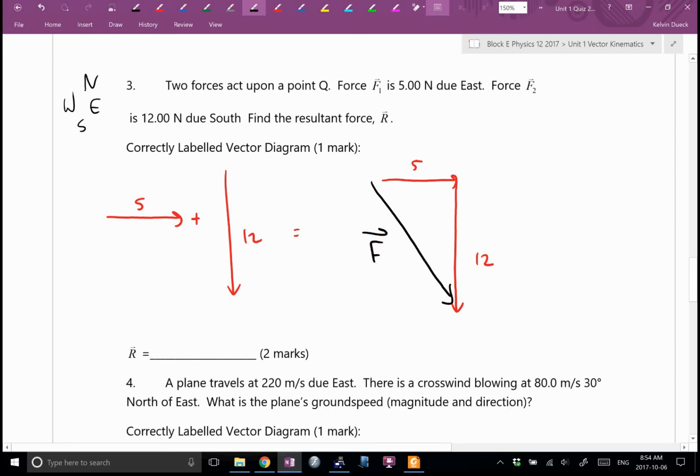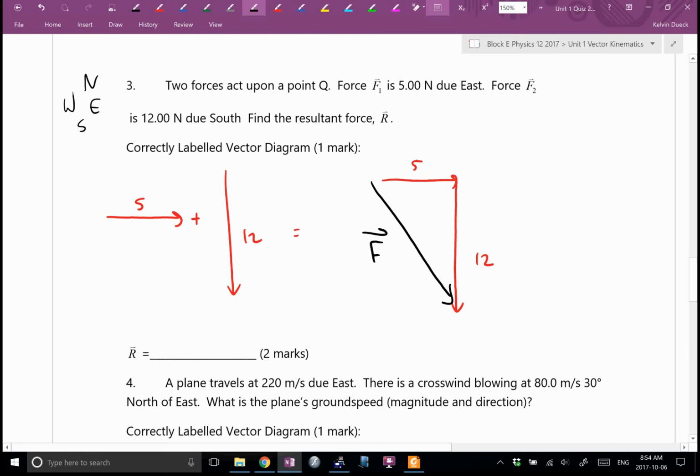Or you could have gone 12 and 5 this way. That also gets you 1 mark. You'll notice my resultants look very similar. I don't care which way you did it. I typically go in the order they give them to me, unless it's way easier mathematically to draw it the other way.